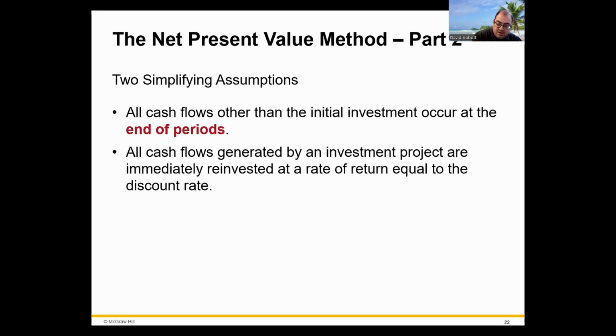Two simplifying assumptions are usually made in net present value analysis. The first assumption is that all cash flows other than the initial investment would occur at the end of periods. The second assumption is that all cash flows generated by an investment project are immediately reinvested at a rate of return that would be equal to the discount rate.